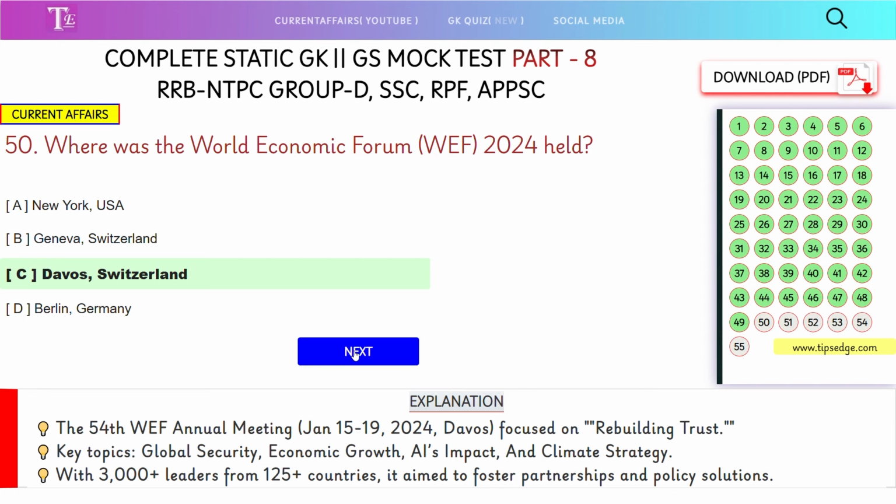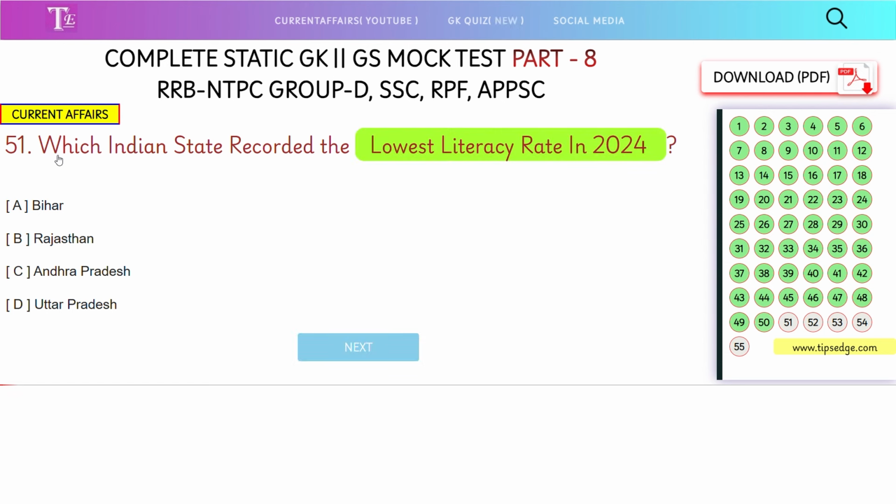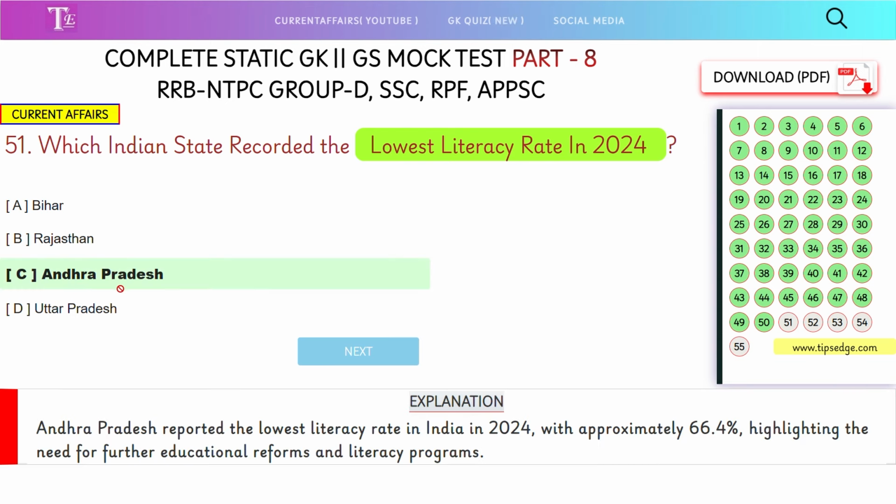Now moving to the 51st question. Which Indian state recorded the lowest literacy rate in 2024? Answer: Andhra Pradesh.